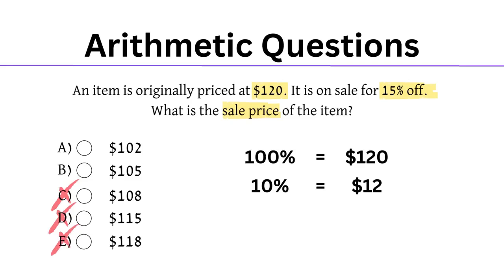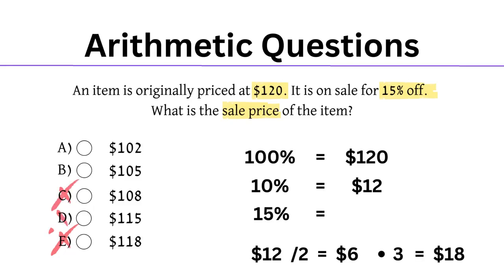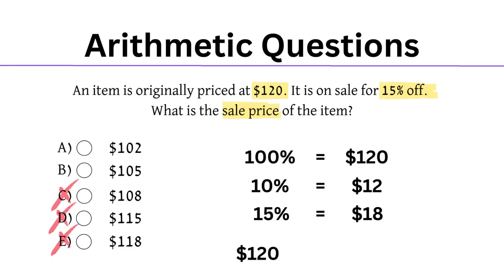If you have the time, we can work out 15% from 10%. Both are divisible by 5, and when we do this, we end up with 2 and 3. Putting this in the equation, we get $12 equals 10%, so we simply need to divide it by 2, so we get $6, and multiply it by 3 to get $18. And $120 minus $18 equals $102, option A.